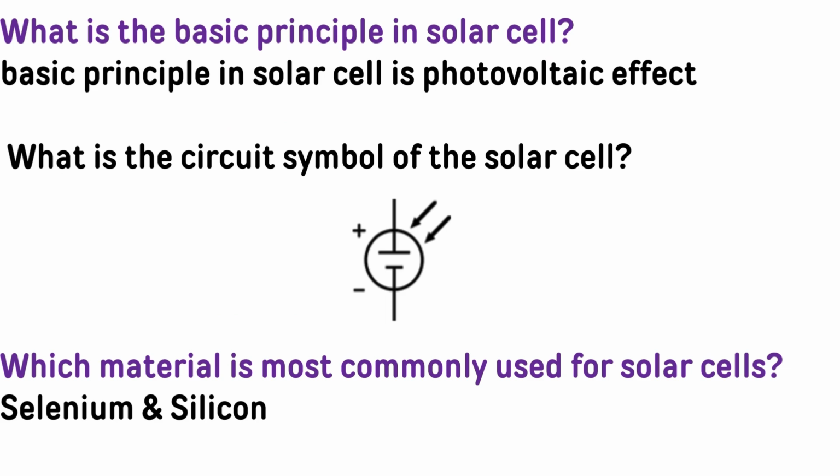What is the basic principle of solar cell? The basic principle of solar cell is the photovoltaic effect. What is the circuit symbol of the solar cell? The figure shows the circuit symbol of the solar cell. Which material is most commonly used for solar cells? Selenium and silicon.